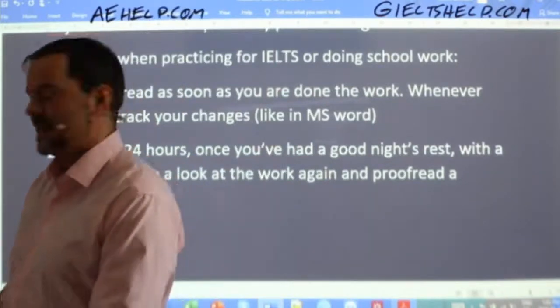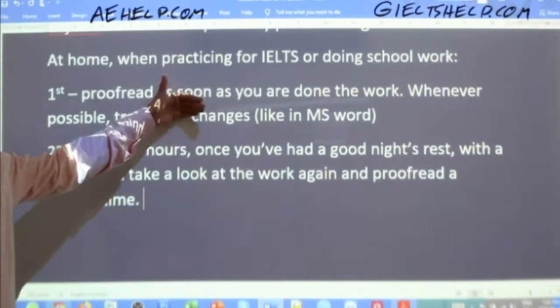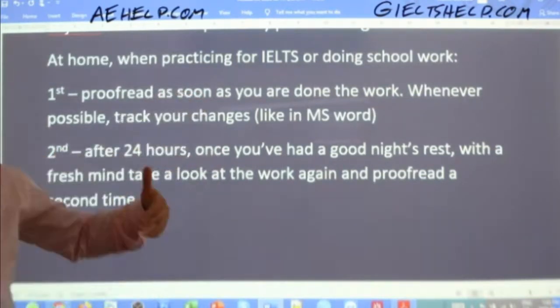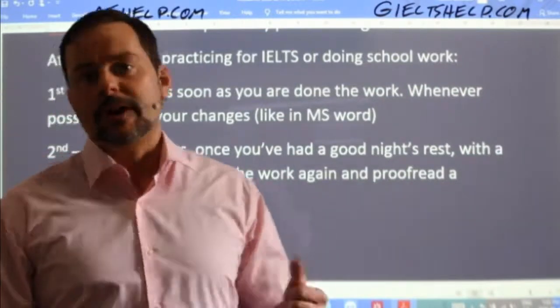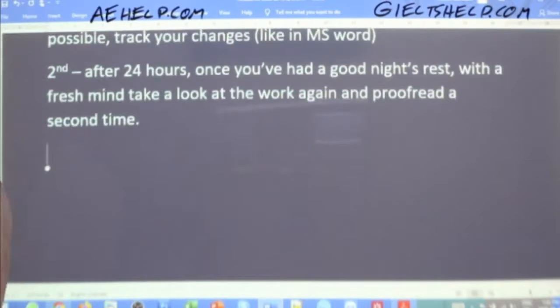Yeah, absolutely. So that's why it's really important to look at it as soon as you're done, and look at it again after a day and track the changes, okay? Track the changes, all right? Now, another step that's a really good idea is identify your most common mistakes.